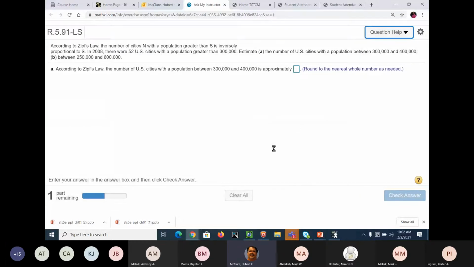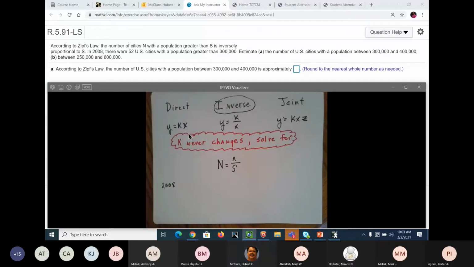The question is, I don't like the way they got it written, the N with a population greater than S. They don't need to put that in there. They just need to say, according to Zipf's law, the number of cities in is inversely proportional to S. That's all they need to say. In 2008, there were 52 U.S. cities with a population greater than 300,000.